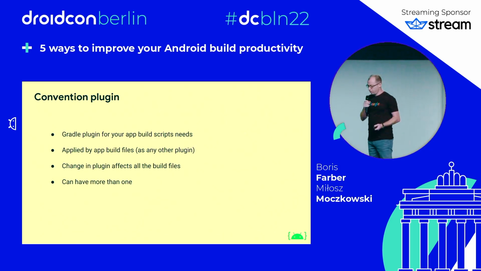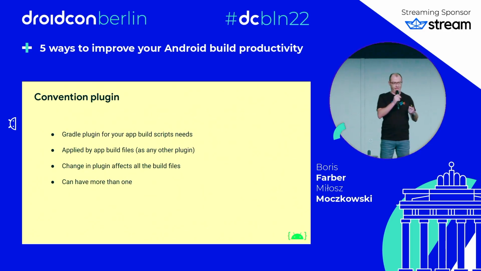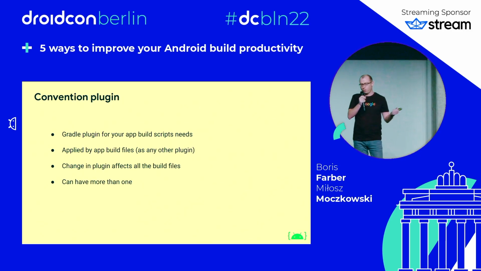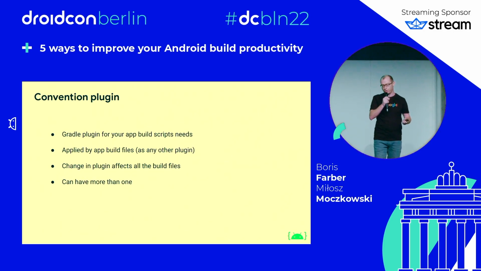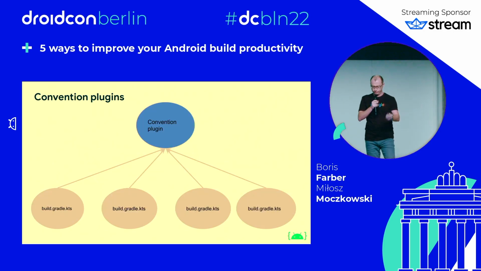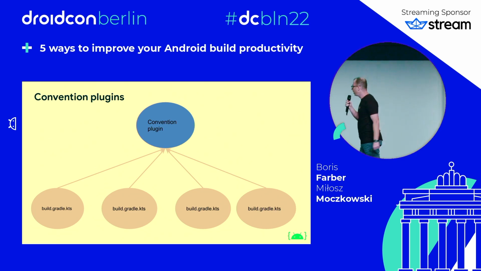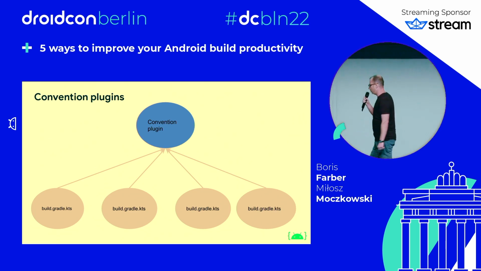And of course, when all modules use the same convention plugin and we update it, all the modules apply the updated version of the plugin. Or in software engineering terms, change once, apply everywhere. And of course, we are not limited to only one convention plugin, as we can have more than one. Here is how it looks. We have the convention plugin, and all the build Gradle files that are applying this plugin.